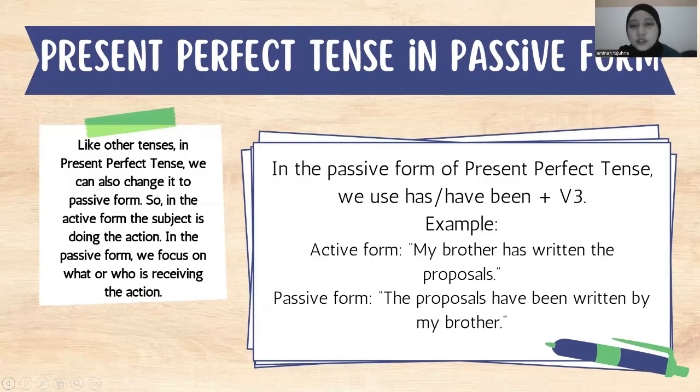And for the example, for the active form, my brother has written the proposal. And for the passive form, the proposal has been written by my brother.